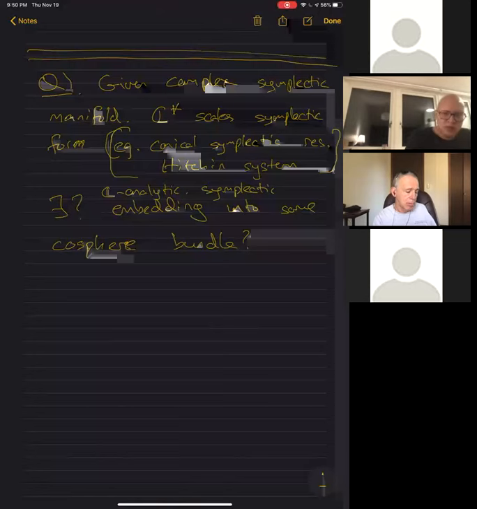And so if yes, this would allow me to think about microlocalizing D modules, for example, along that thing, or microlocalizing constructible sheaves. Of course, there'd be no difference.